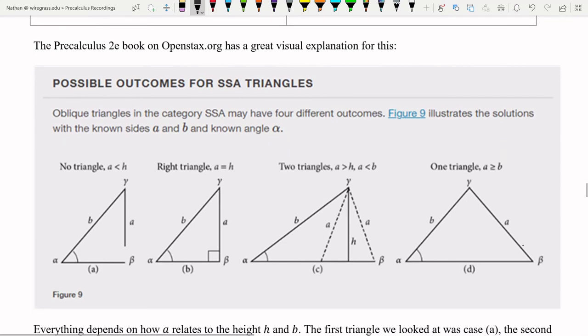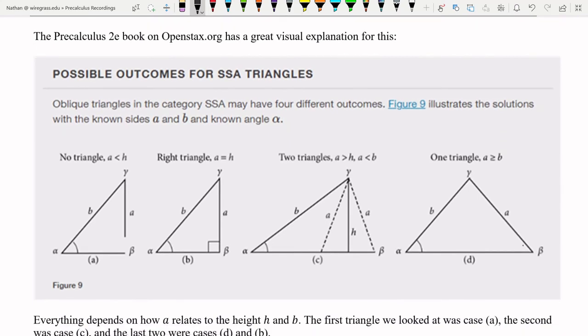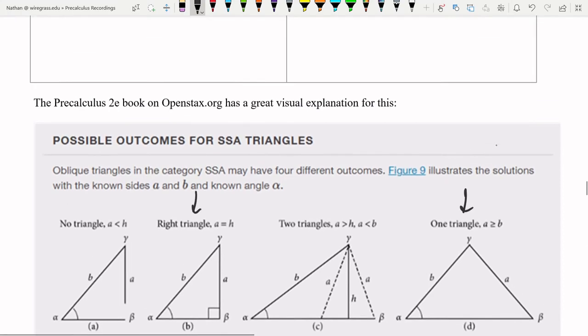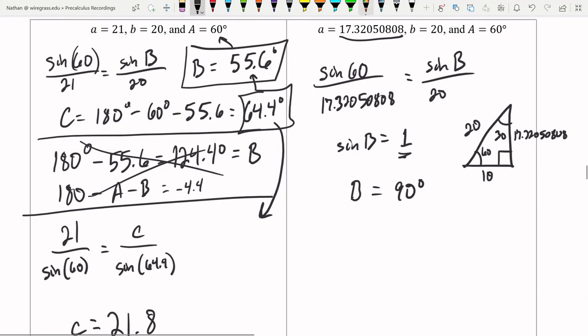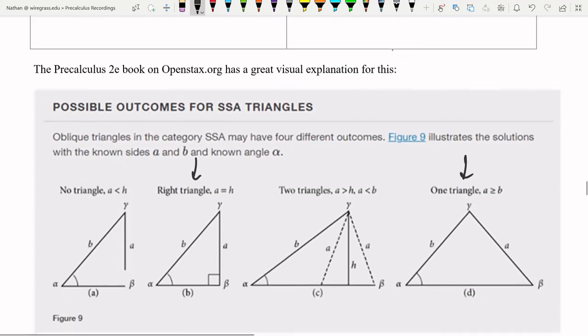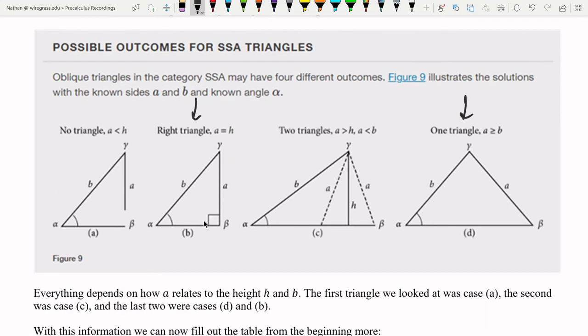All right, there are great references in the Precalculus book in OpenStax. This is a great image to show you all the possibilities. What I just showed you was a right triangle and a triangle that had one solution, where A was greater than or equal to B. That's what this first one was. A is greater than or equal to B, so we only expect there to be one solution here. And when A equals the height of this triangle, which is why this was so specific, that's when you have only one solution.